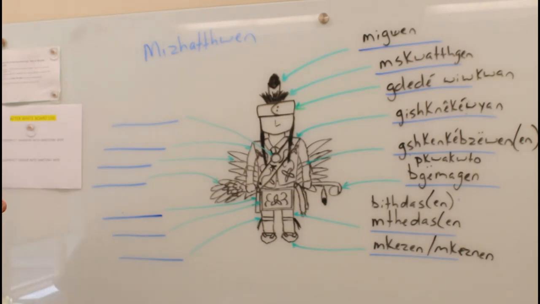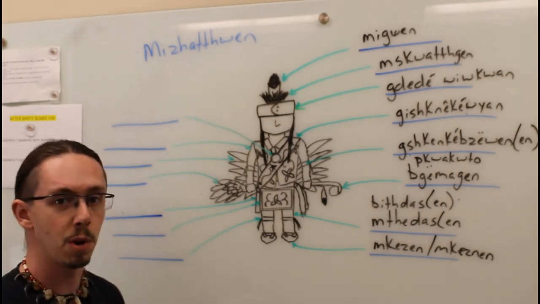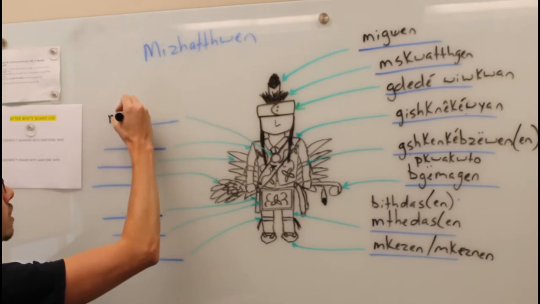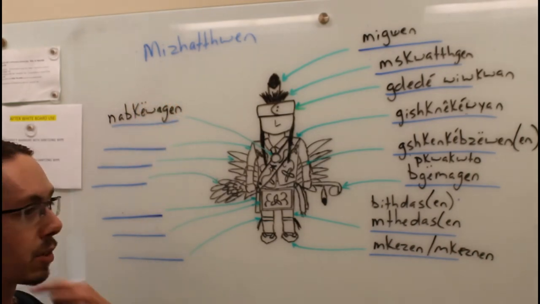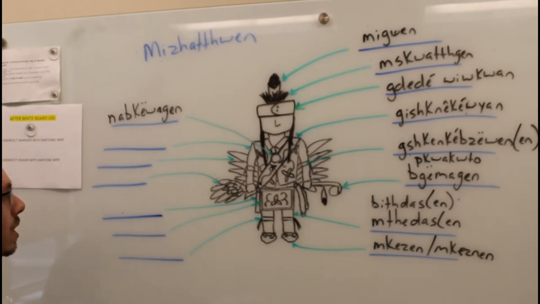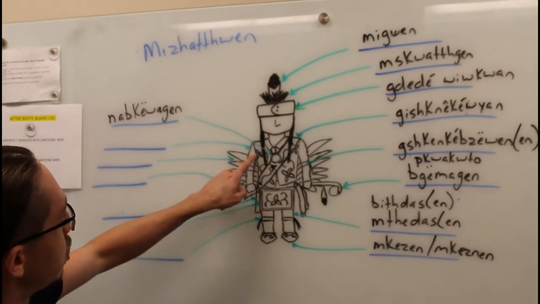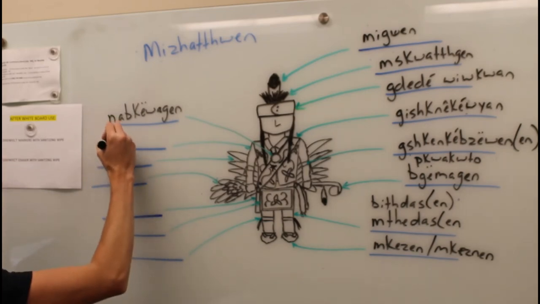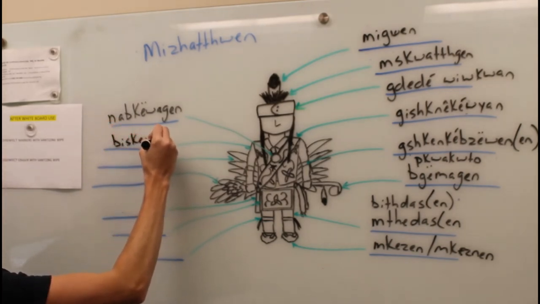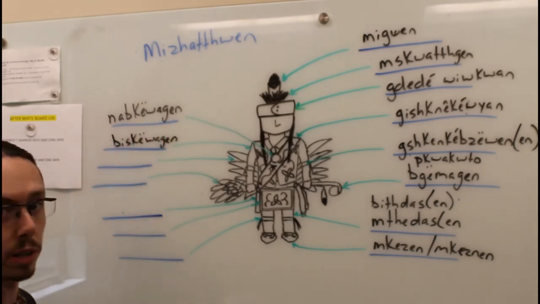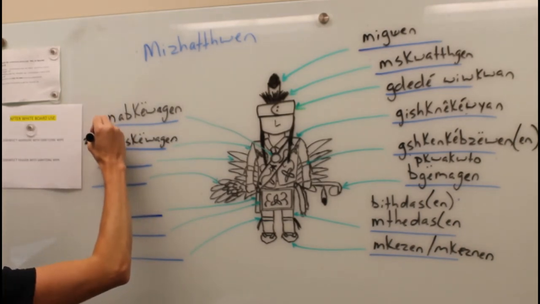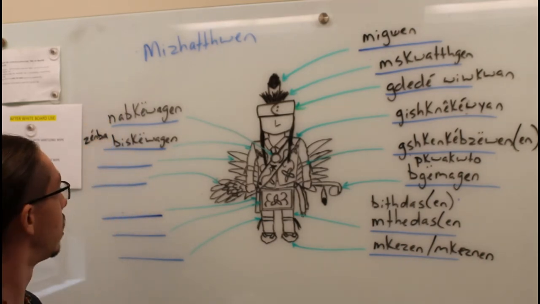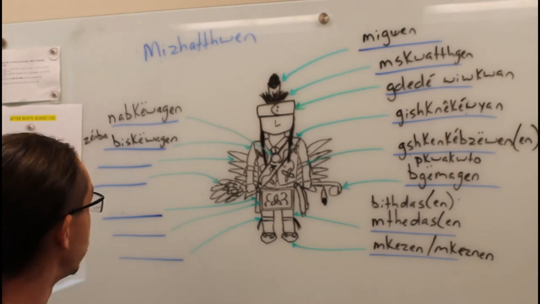Now over on this side, first one we got it pointed at is your medallion or your necklace. Your necklace we call nabkuwagan, the thing that hangs around your neck. Next one, we have pointed at a shirt. A shirt by itself we call biskuwagan. Now if you want to be specific to a ribbon shirt, add zanba to the front. Zanba bisquagan. Zanba is a ribbon, bisquagan shirt.